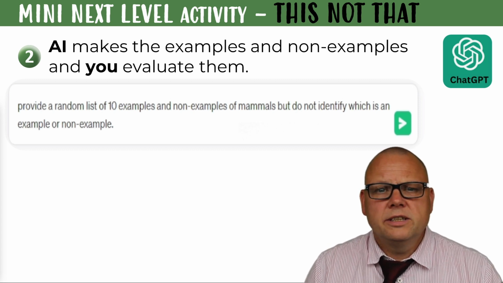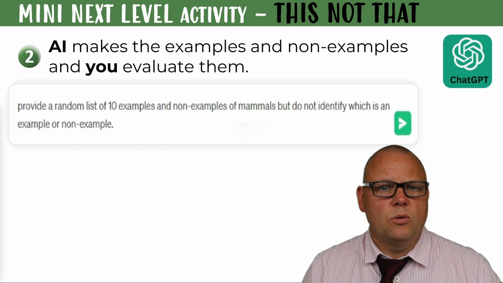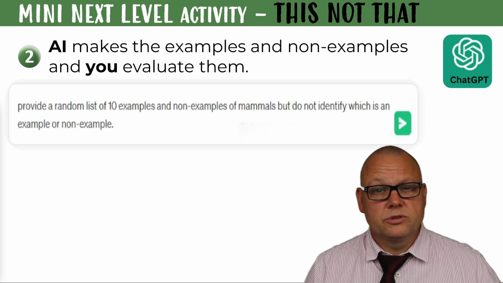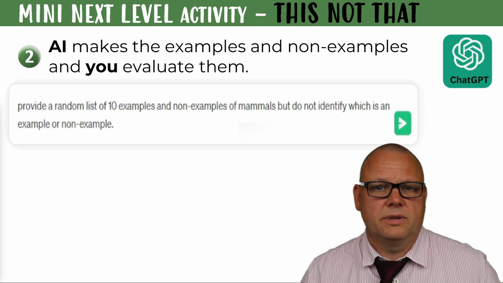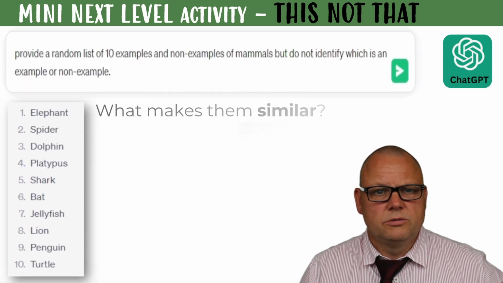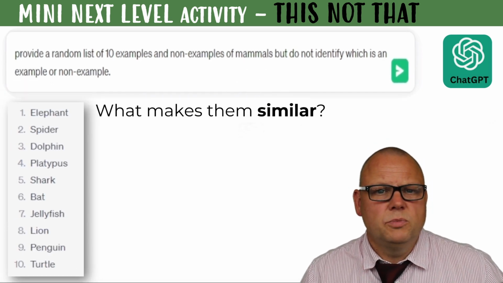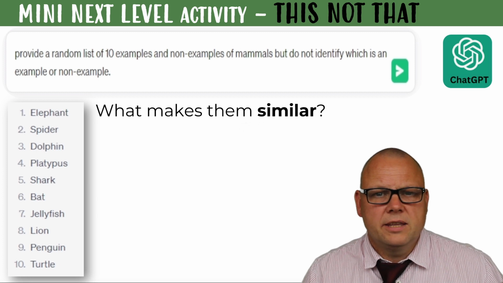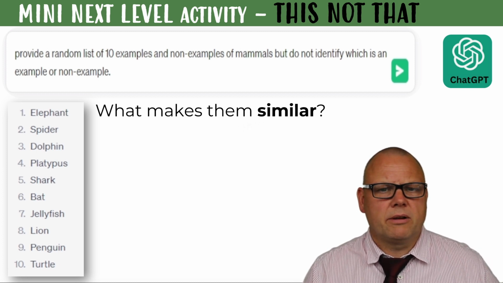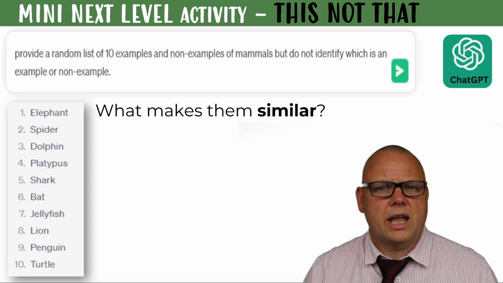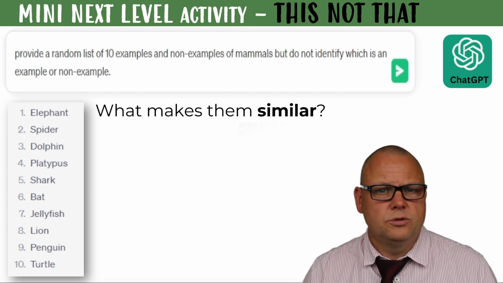I also added on to the end, please do not identify which is an example and which is a non-example. I wanted to test myself to figure out if I knew or not. So here was my list. I can be choosing which ones are examples and then thinking about, well, what makes those mammals? What is similar about each one of those things? So I'm getting to understand what a mammal is a bit better by doing that.